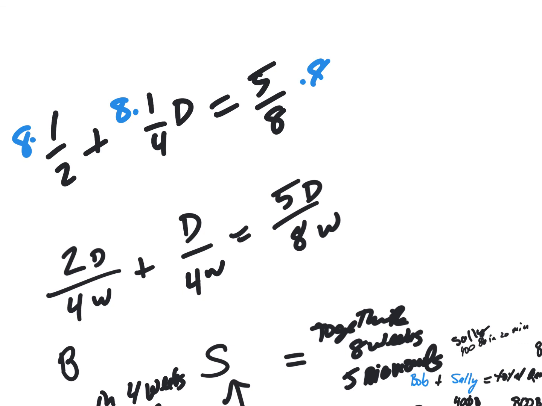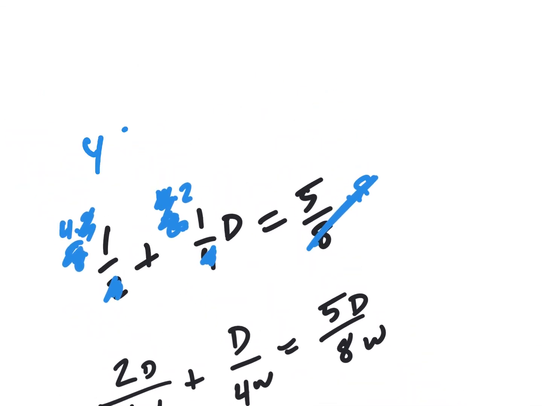Because that'll clear all of them. Know what I mean? This is really like 4 times 2, so the 4 will cancel. And this is really like 4 times 2, so the 2 will cancel. And there's my new equation: 4 plus 2D equals 5. And you can tell how many diamonds from that.